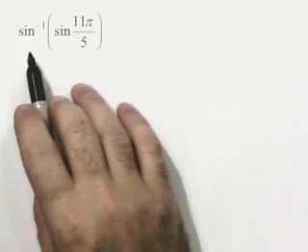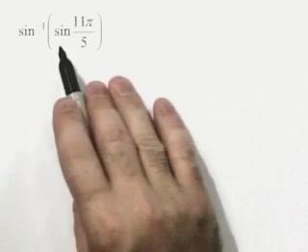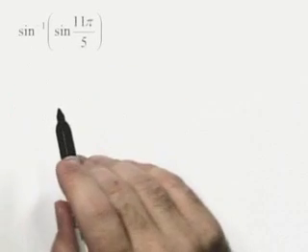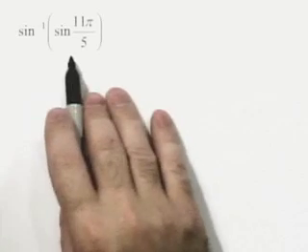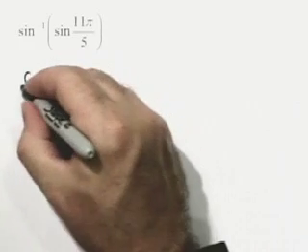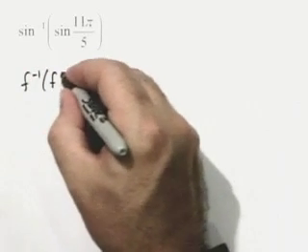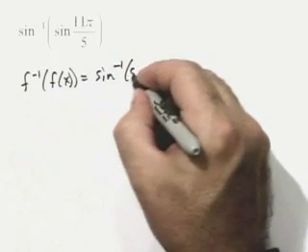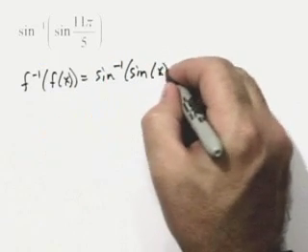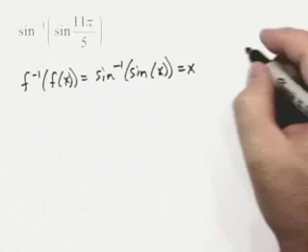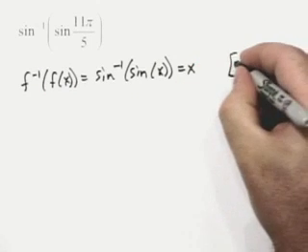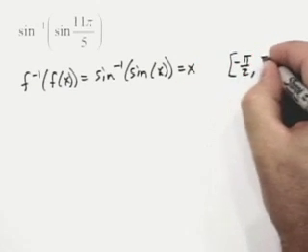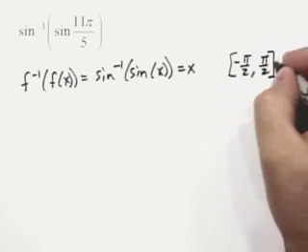In this problem, we're going to find the value of a trigonometric expression. We'd like to find the value of sine inverse of the sine of 11 pi over 5. This follows the form of the equation f inverse of f of x equals sine inverse of sine of x, which is equal to x, provided x is in the interval negative pi over 2 to pi over 2.